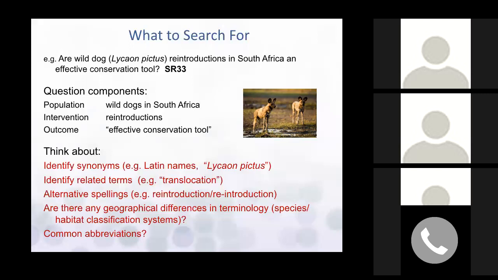But then, some of the things you want to think about are, okay, well, wild dogs. How do we talk about wild dogs? Is there a local name for them, or a Latin name that you can use? What are different ways people talk about reintroduction, translocation? You also will think about how people spell things differently. Some people hyphenate; sometimes people hyphenate well-being, sometimes they stick it together into one word. So you want to incorporate all those different spelling variations as well as synonyms. And then think about what sort of abbreviations might be commonly used.